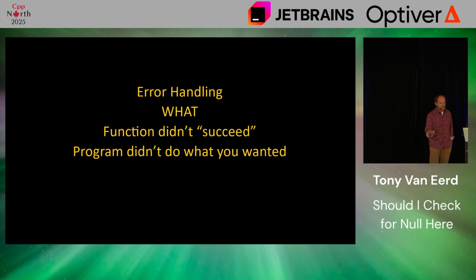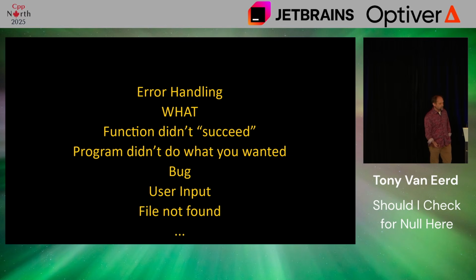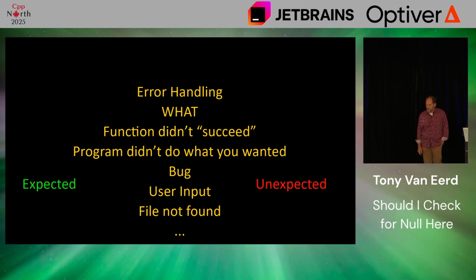So there's good definitions out there. The function didn't succeed. It didn't do what you wanted. There was a happy path of this function or the program, and file not found, something went wrong. That's an error, right? That could be a bug, could not be a bug, but something's wrong in general. User input, file not found, something went wrong. And you can break these up between the ones you expected and the ones you didn't expect, right? The expected errors are, you know that the user is going to give you the wrong file name, or you know that these things happen.